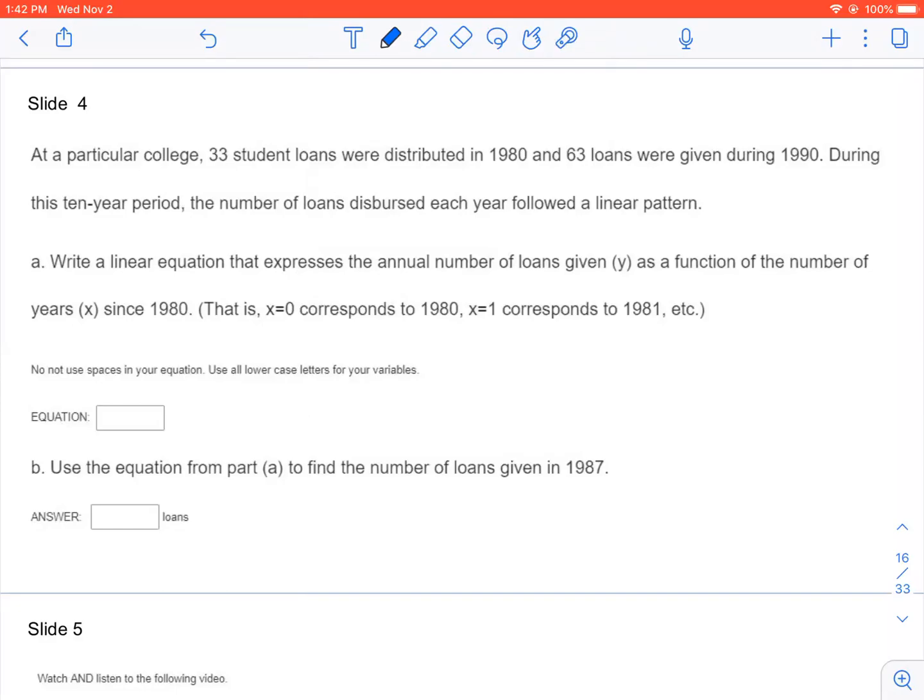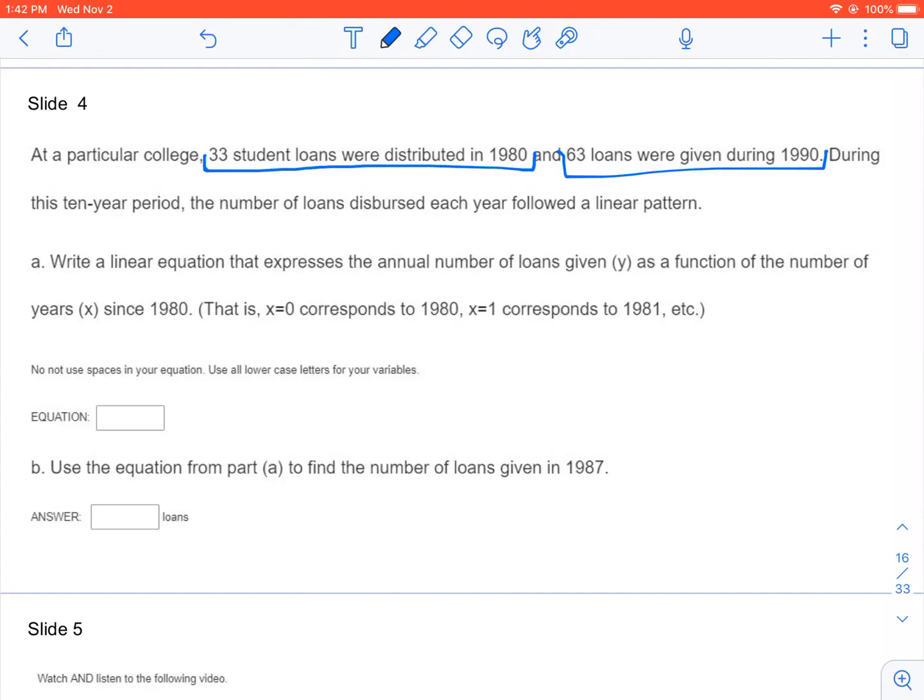Slide 4. At a particular college, 33 student loans were distributed in 1980. I'm going to underline that because these numbers are going to go together. And 63 loans were given during 1990. And again, I'm going to underline that because those numbers go together.